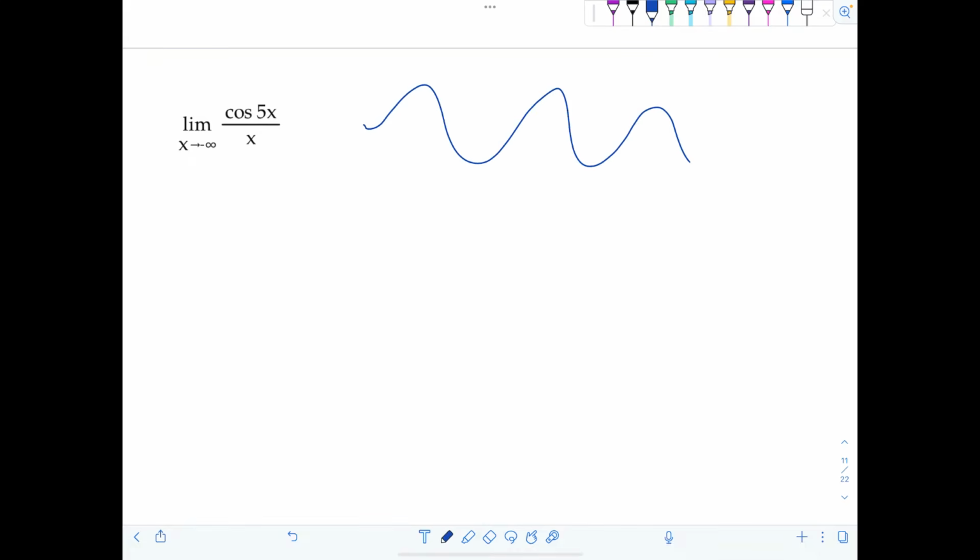Cosine's graph looks like this. Not exactly, but you get the idea. As x goes to negative infinity, we're going this way, it's just oscillating. So that limit doesn't exist. And then x is going to negative infinity, so the denominator is going to negative infinity. How strange. What do I do? I can't divide by x. That won't help things. Maybe it's time for the squeeze theorem.